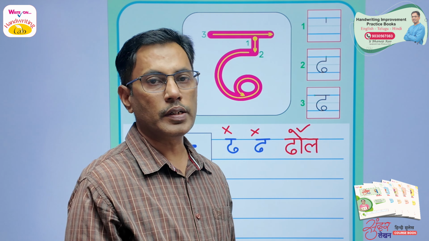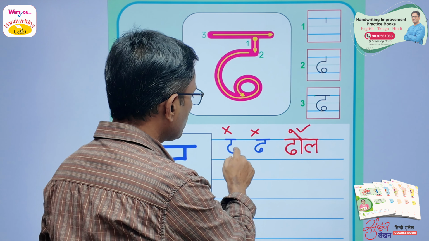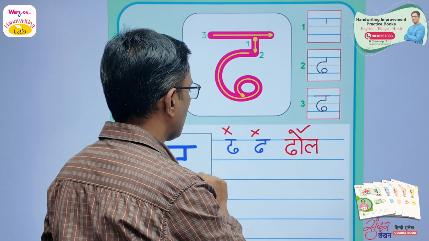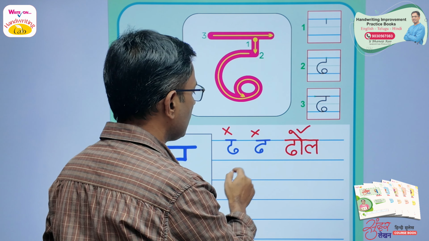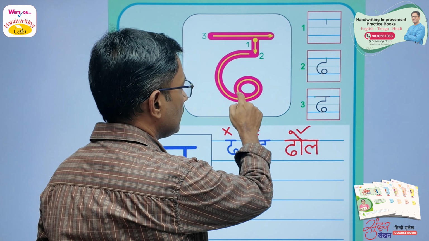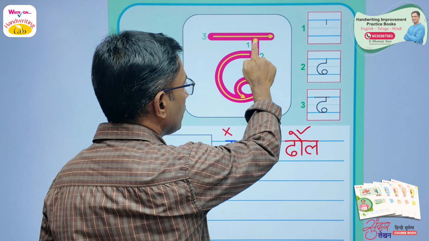The mistakes in these letters are, the bottom oval shapes are not in line with this standing line. Here it is made to the right side and here it is made to the left side. This oval shape should be in line with this standing line.